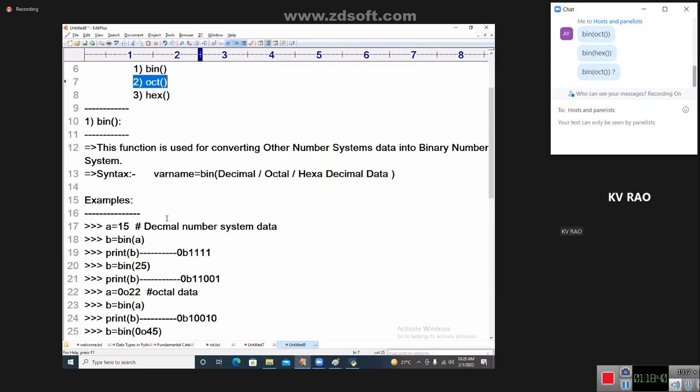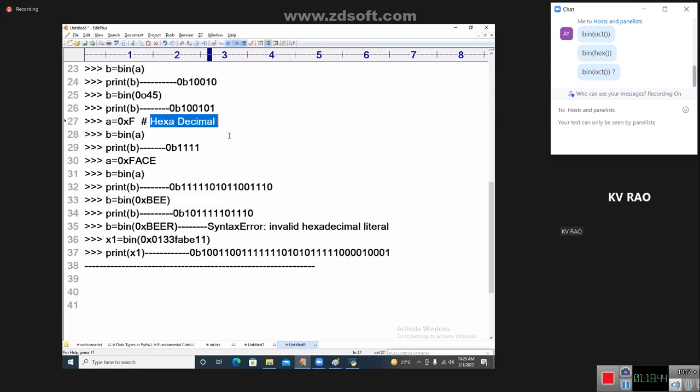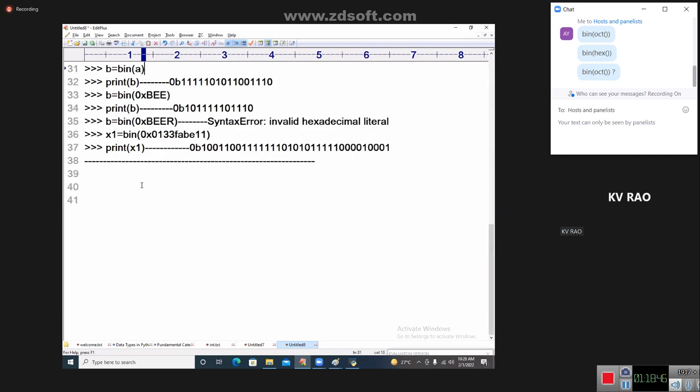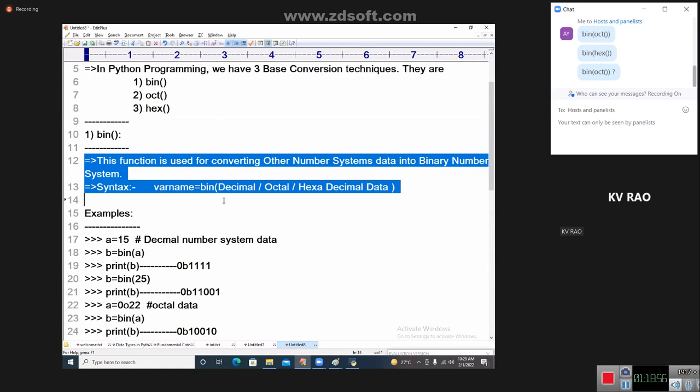Now which function will I go to next? Decimal data converted, octal data converted, hexadecimal data converted into what? Binary format. Next, which function am I going for? Octal function. So simple. You can understand me very well. This function is used for, I'm taking the syntax.